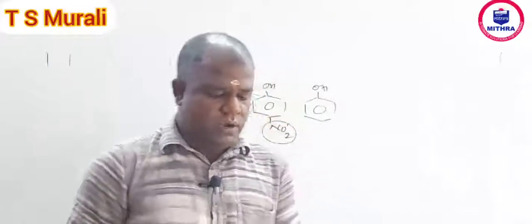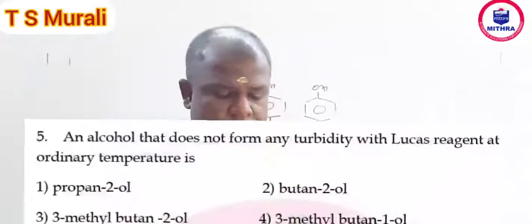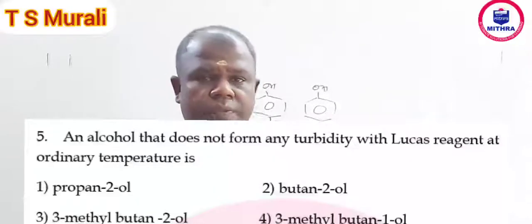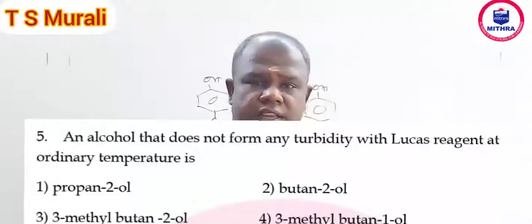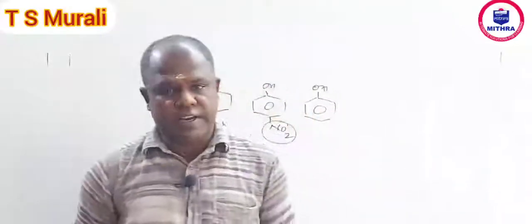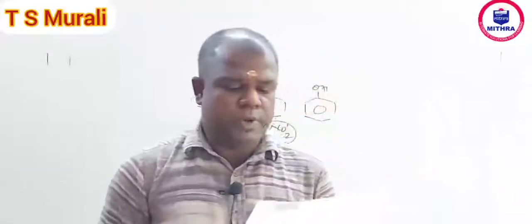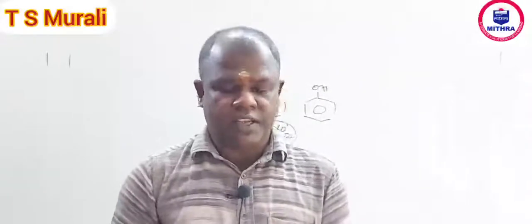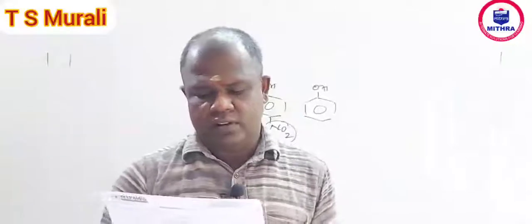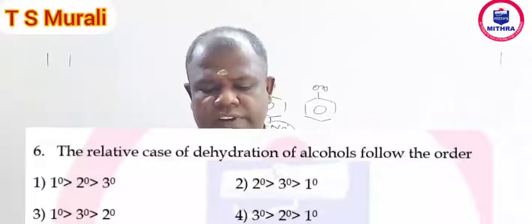Question number 5: an alcohol that does not form any turbidity with Lucas reagent at room temperature. You know, with Lucas reagent, immediate turbidity indicates tertiary alcohol. Turbidity after 5 to 10 minutes indicates secondary alcohol. If there is no turbidity, it should be a primary alcohol. That is the theory. So identify a primary alcohol. You can easily identify it.